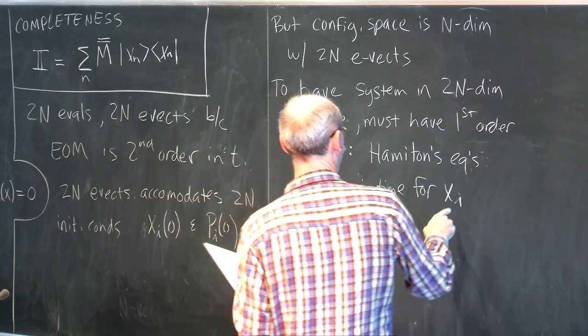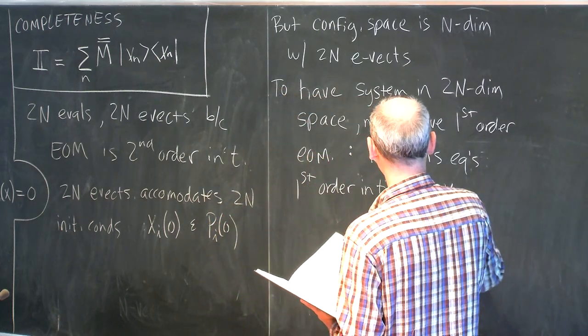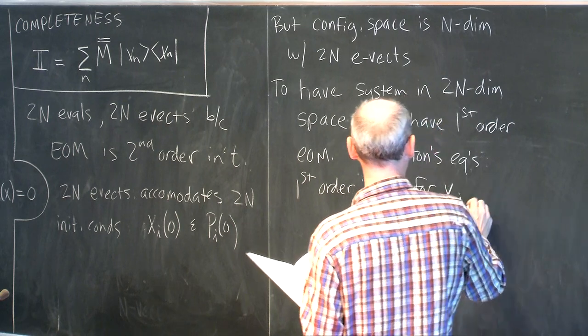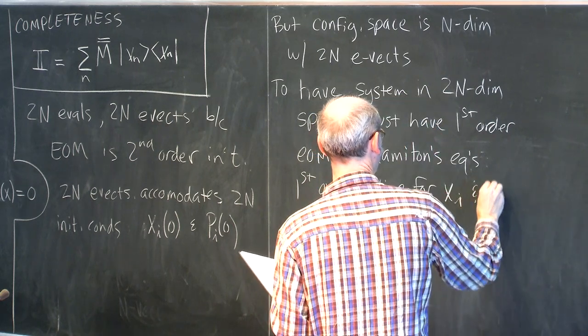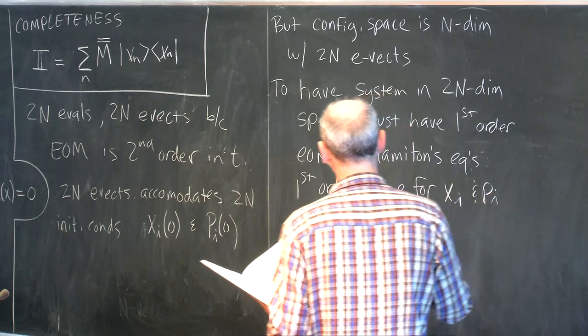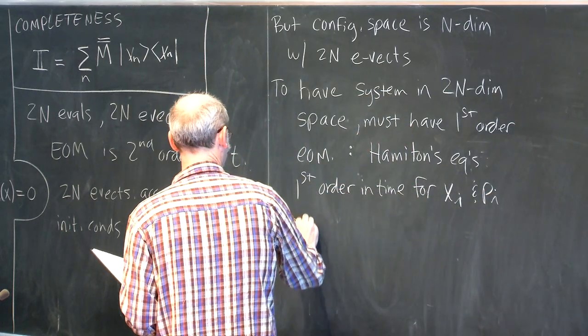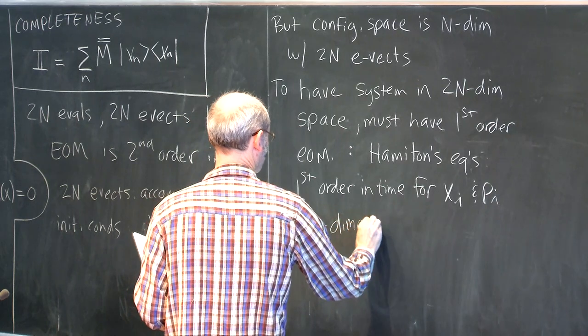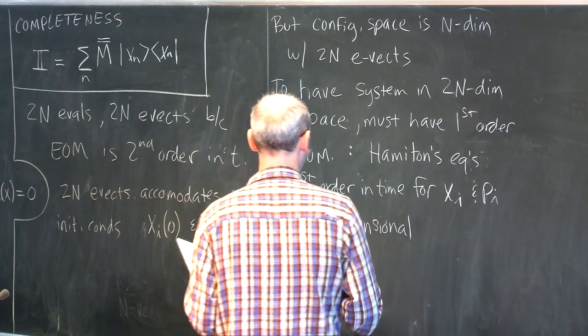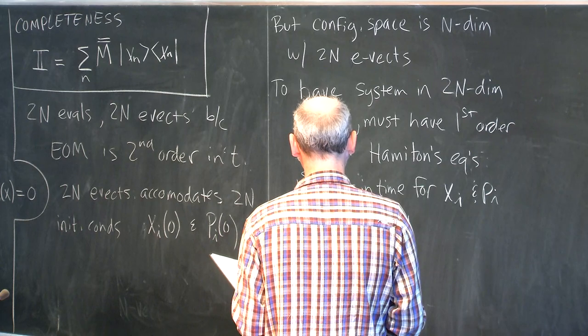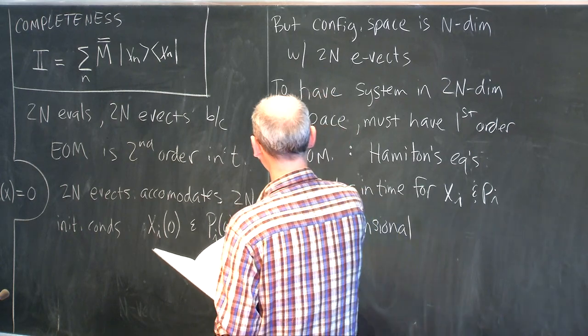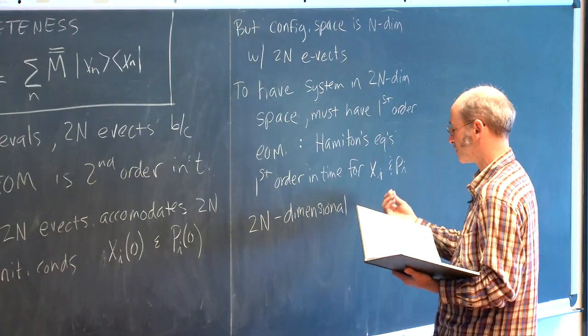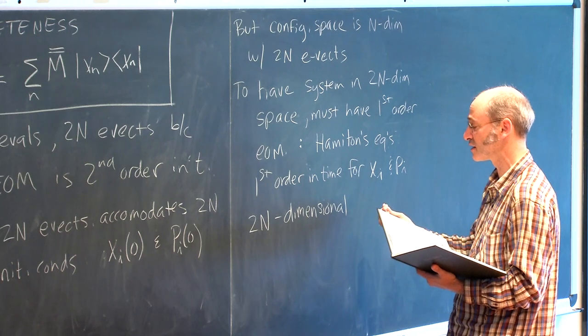So they involve the coordinates, not just the n position coordinates, but also the n momentum coordinates. So they describe the system in what we call phase space. If we take this approach, then the meaning of these 2n eigenvectors makes perfect sense given the dimensionality of the space.